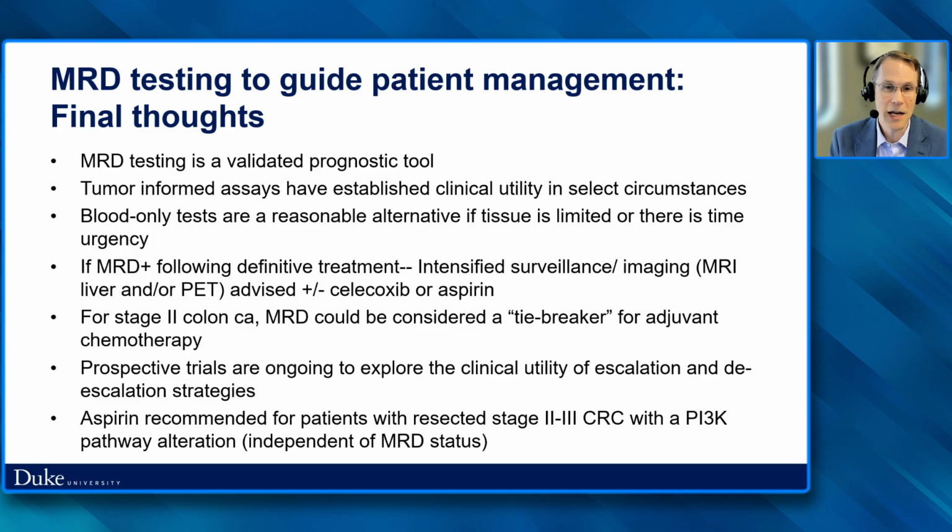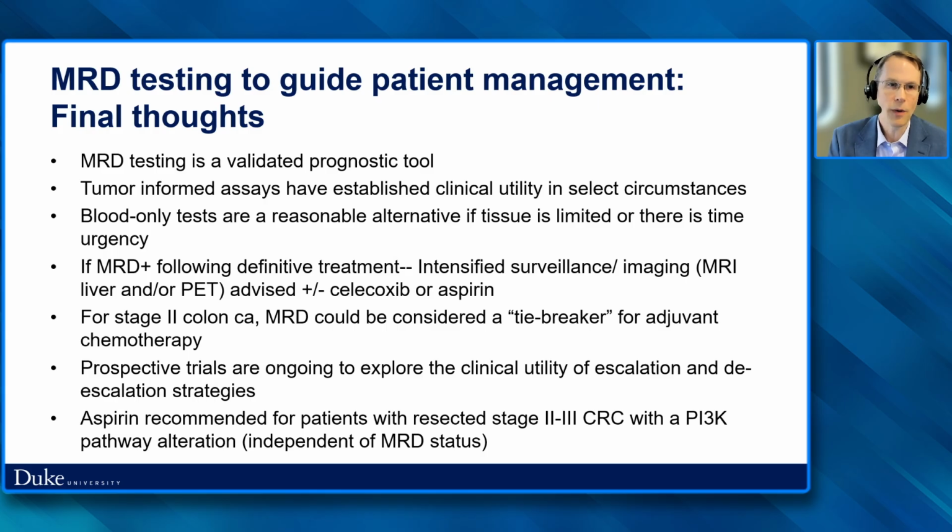I think there is data to support the use of celecoxib or aspirin in these patients who are positive based on that retrospective analysis. For stage 2 colon cancer, I think MRD could be used as a tiebreaker. If you're undecided about whether to get adjuvant chemotherapy or not, I think we've got enough data to say that this would be a way to break the tie. I'm really excited about some prospective trials that are exploring the clinical utility of an escalation or a de-escalation approach, the so-called CIRCULATE-US study. Looking forward to seeing those results.